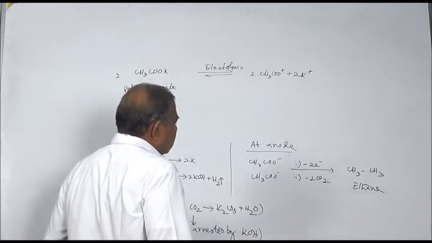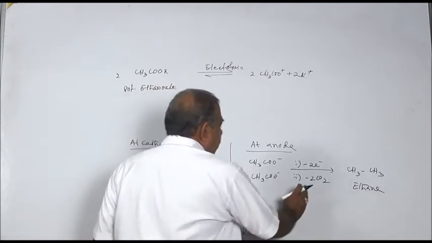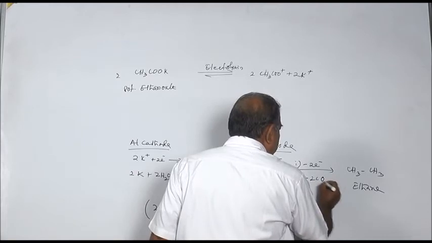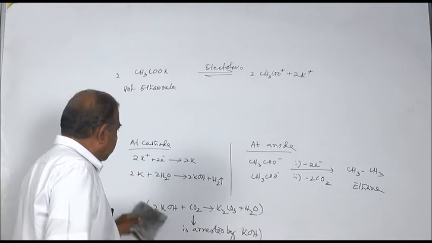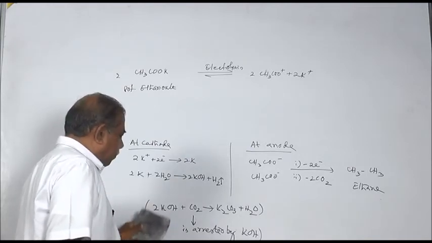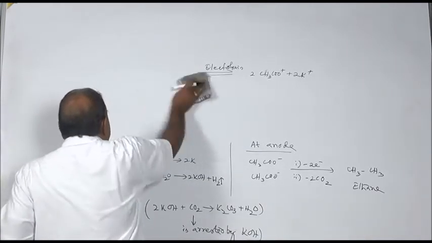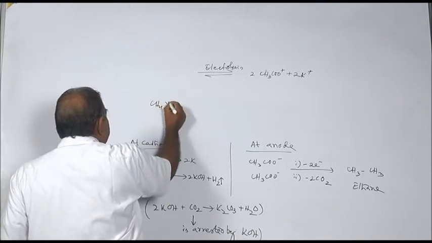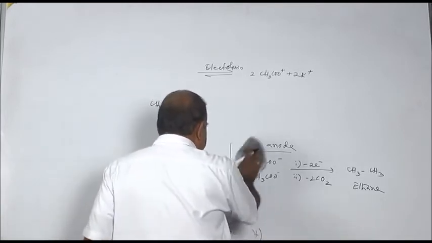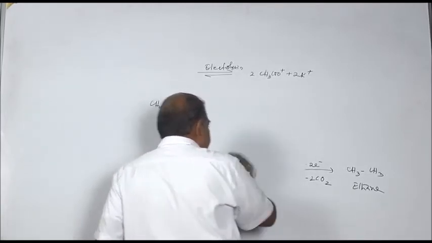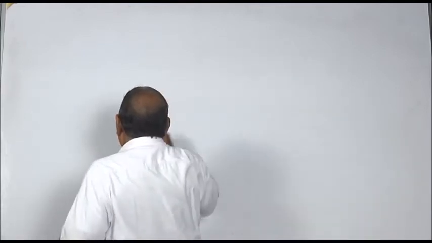If you start with, say, 6 carbon atoms, 2 carbon dioxide molecules will be eliminated, and you are getting a 4 carbon atom alkane, that is, only even numbers. Carbon dioxide is never removed at cathode or anode. It is arrested by potassium hydroxide forming potassium carbonate and water. In this method also you cannot get methane. Odd numbers you can't get. So this is another way of getting alkanes from monocarboxylic acid.